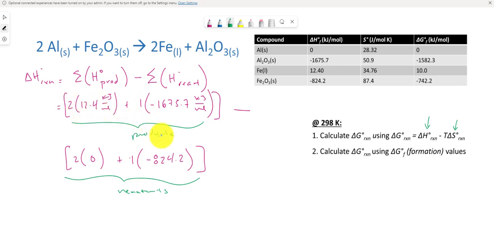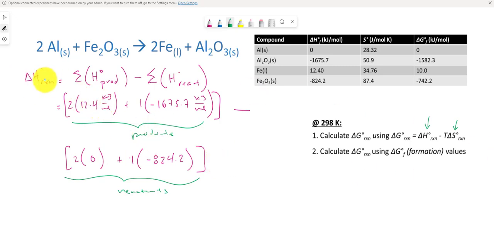So we would start with the products here, so there's really just two entries. The two products are iron and alumina. We have 2 moles of iron, so 2 moles of iron times the 12.4, that comes from here, that's a positive value, and I'm going to add that to 1 times the Al2O3, which is minus 1657. So that is all of the enthalpy change in the products, and then from that we'll subtract the same process but for the reactants. So there's 0 for aluminum because it's in an elemental state, and then 1 times minus 824 for iron oxide. So we can tabulate this value.